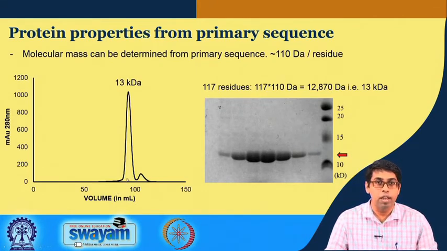The peak that comes out is at more than 90 ml. These positions are highly specific to the size of the protein. Larger protein molecules elute earlier, smaller protein molecules elute later. So, this peak position corresponds very well to a protein of mass 13 kilodalton.